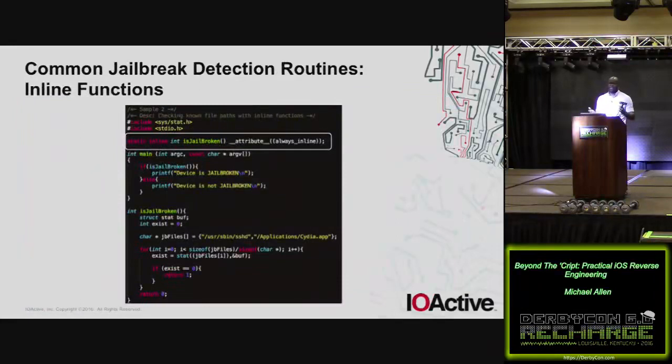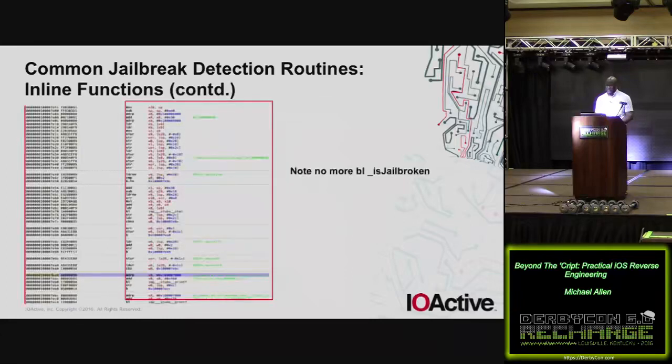Basically, change the declaration of the function. Now, instead of seeing a clear branch to our jailbroken function, we're looking at the body of the function itself. And all this does is increase the time we would normally spend reverse engineering, because now you have to read through the entire assembly, right?